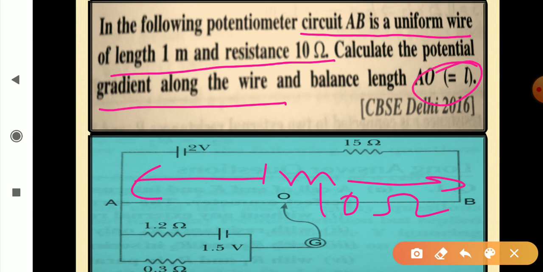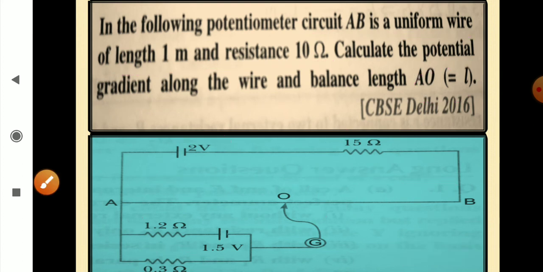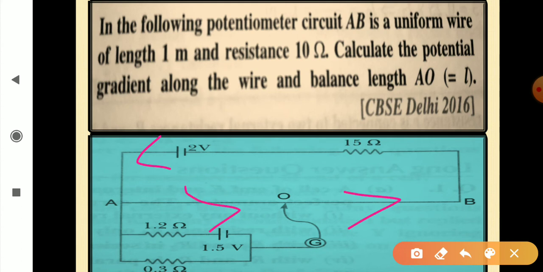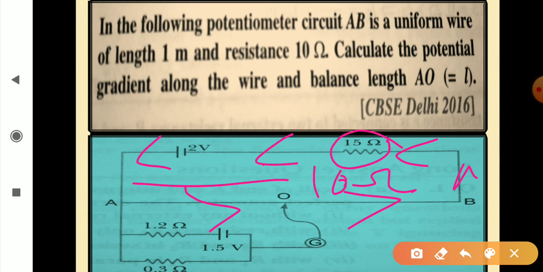Now you know you have here a cell of 1.5 volt. Its internal resistance is 1.2 ohm. External resistance is 0.3 ohm. The driver battery is of 2 volt. And this resistance is 15 ohm, right? So in case of null deflection position, you see, the current is drawn from this driver battery, current will take this path, right? You see, so the current is passing through this 15 ohm resistance as well as this 10 ohm resistance. So this 10 ohm resistance from here till here and 15 ohm, they are in series.